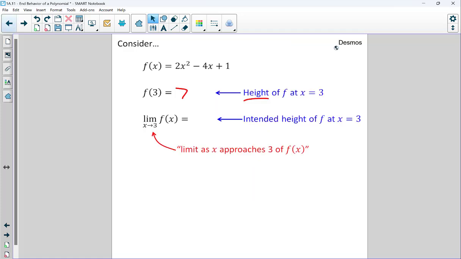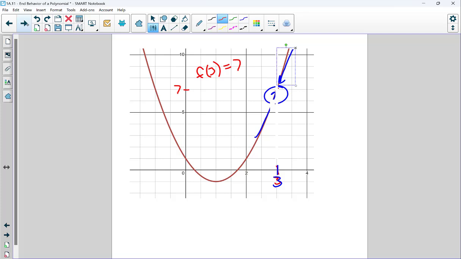So in this question, the function value at 3 is 7. Well, the intended height is also 7. Now, in this particular example, the fact that the limit is equal to 7 and the function equals 7 is not particularly useful. It's the same value no matter what. What's the intended height? What's the actual height? It's 7 no matter what. What a silly thing to ask.